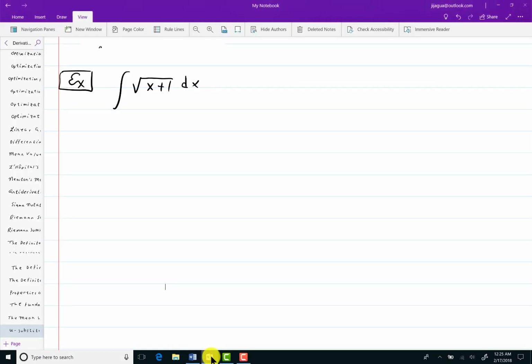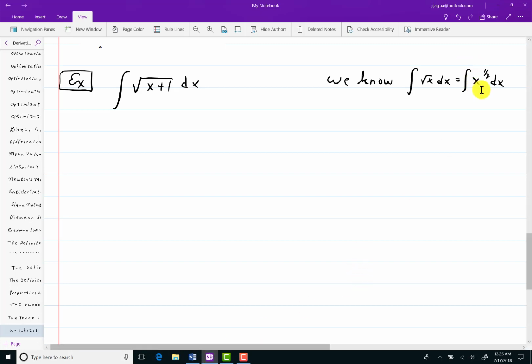Well, the idea is this. I'll tell you one thing we do know. If it was just radical x, I'd be in shape, because that equals x to the 1/2 dx, and then I could use the power rule to rewrite this as x to the 3/2 divided by 3/2 plus c, if it was just radical x, but it's x plus 1.